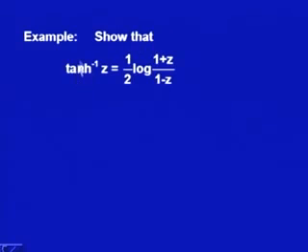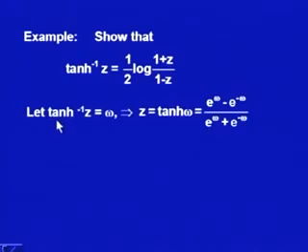Now, in this example, I will show that tan hyperbolic inverse z is equal to half of log of 1 plus z over 1 minus z. To prove this, I consider tan hyperbolic inverse z is equal to w, and from here we can say z is equal to tan hyperbolic w, and tan hyperbolic is sin hyperbolic w divided by cos hyperbolic w. So, this is the formula I have for sin hyperbolic, and this is for cosine hyperbolic.